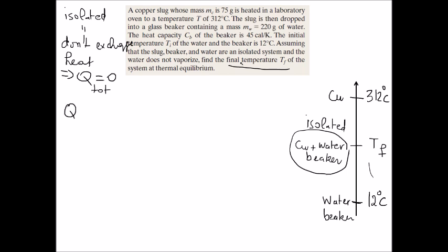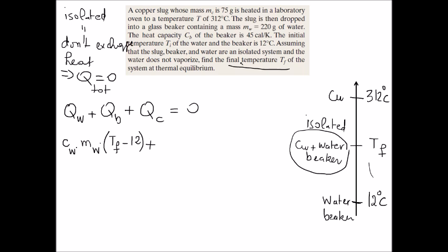Well, we have heat of water, heat of beaker, and heat of copper. Let's write it C. Heat of beaker, I will write just B. So let me make it simpler. So that's plus QC equals 0. Specific heat of water, the mass of water, times delta T. What is delta T? The water goes from 12 to T final. So that's T final minus 12.